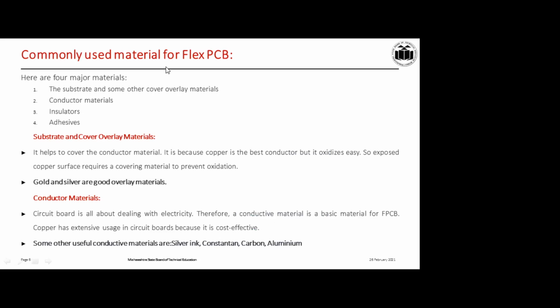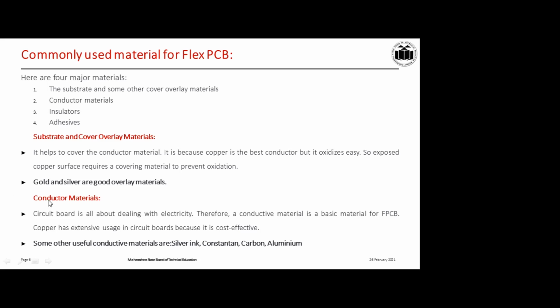The materials which are used for the flex PCBs are four major materials. The first is the substrate and some other cover overlay materials. After that, the conductor material. Third is the insulator and the fourth is the adhesive. What the substrate and cover overlay materials are, we have already seen in part A. The substrate examples are gold and silver, which are good overlay materials, for the protective covering.